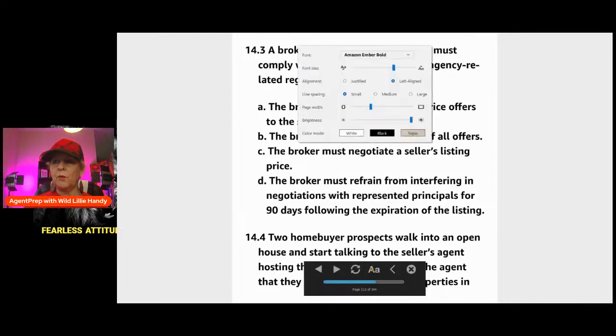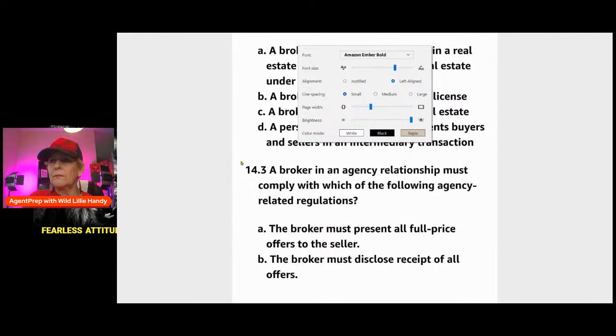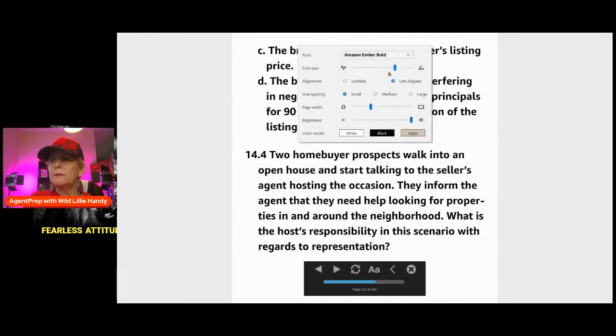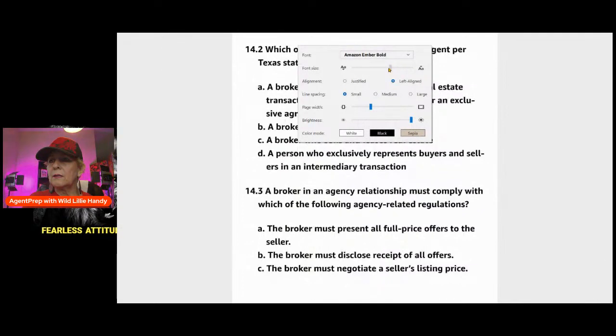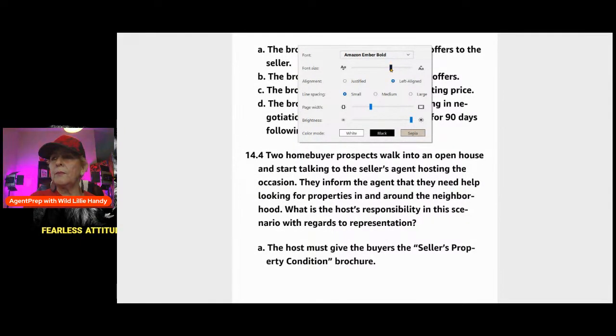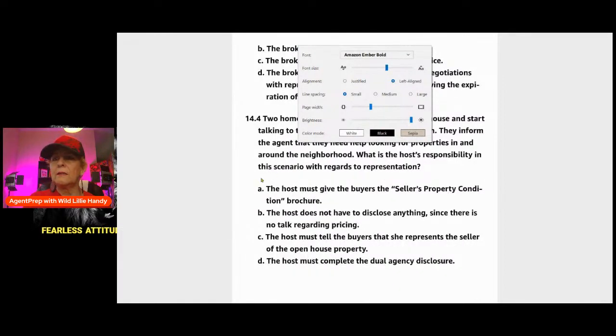All right, number 14. Ooh, that's going to be a long one. Oh, man. All right, there we go.